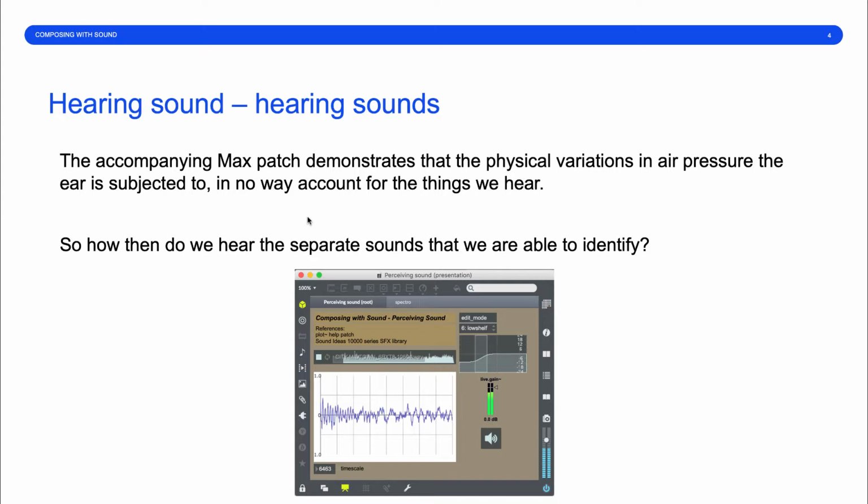So how do we explain how these seemingly random variations in air pressure are turned into discrete identifiable sounds by our auditory system, by our ability to hear? So this is a fascinating question. And so I want to try and start finding some answers to this question.